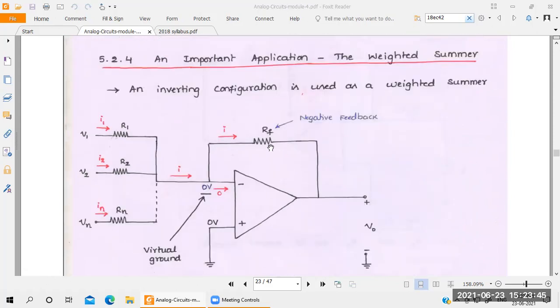So here RF acts as the negative feedback, because it is connected to the negative sign, right? See the connection here. RF is connected to the negative of the op amp here, so it acts as a negative feedback.